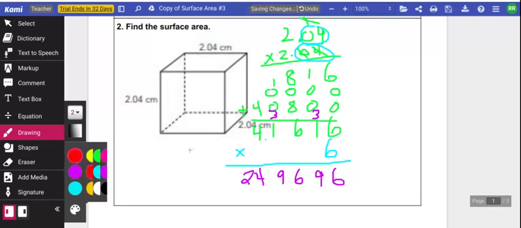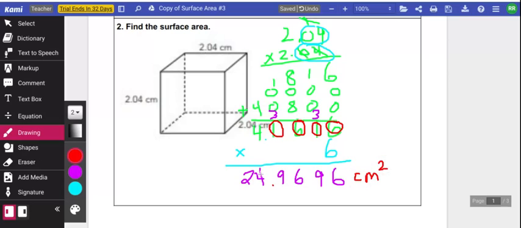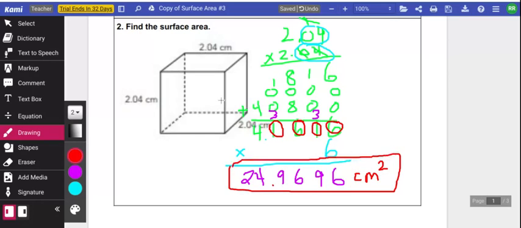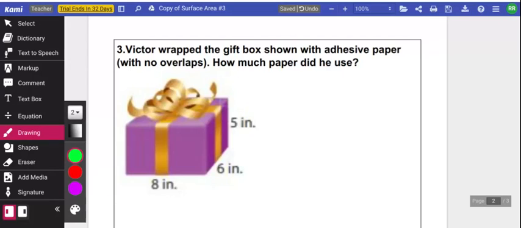All right, how many digits did you have after the decimal? You had 1, 2, 3, 4 digits after the decimal. And so there should be 1, 2, 3, 4 digits after the decimal. And this is area, so this is centimeters squared. This is the surface area of this shape, 24.9696 centimeters squared.